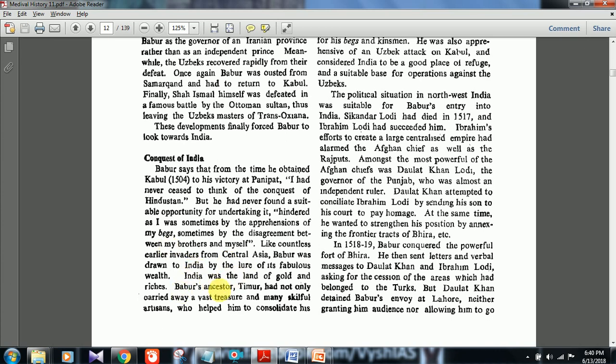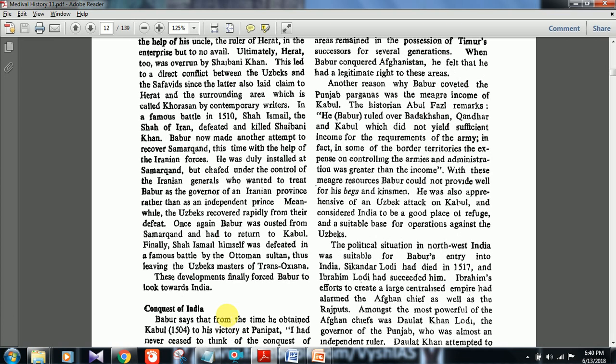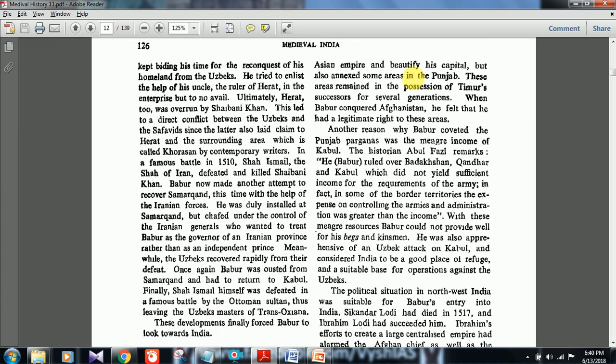And Babur's ancestor Timur had not only carried away a vast treasure and many skillful artisans who helped him to consolidate his Asian empire and beautify his capital. Okay, so Timur long back had invaded India and taken back a lot of skilled workers from here, and that is how they beautified their capital. He also annexed some areas of Punjab. These areas remained in the possession of Timur's successors for several generations. When Babur conquered Afghanistan, he felt that he had a legitimate right to these areas.